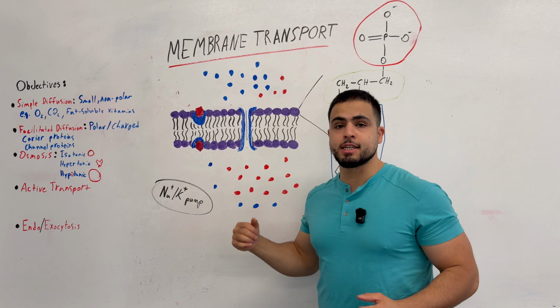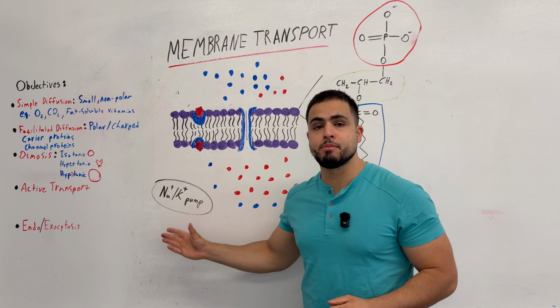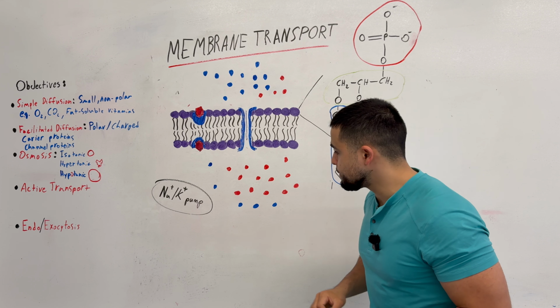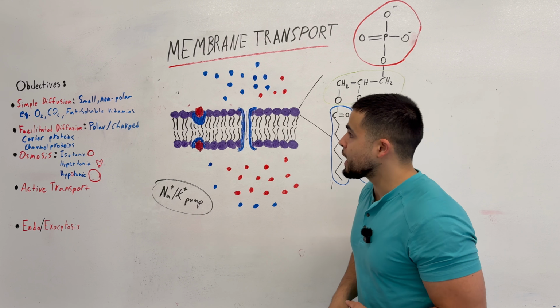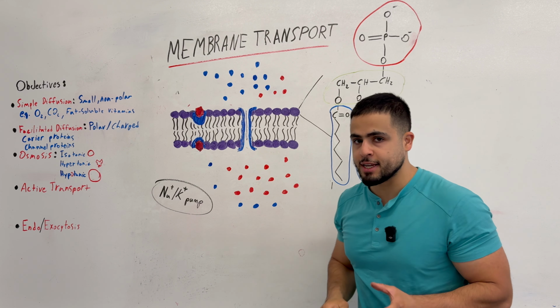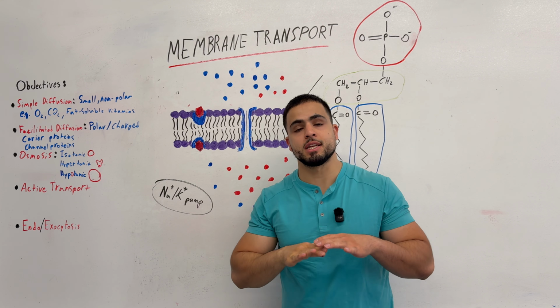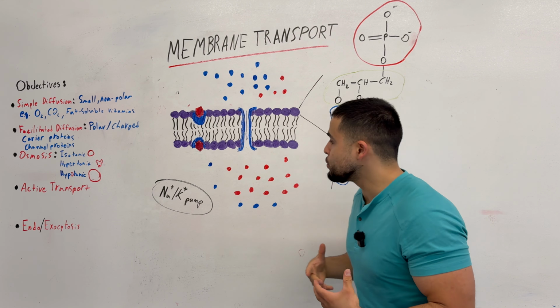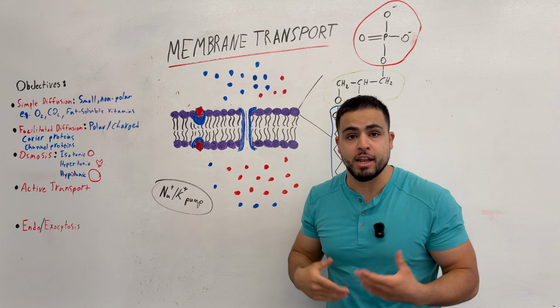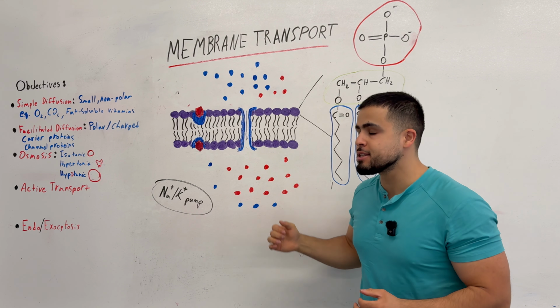So here we have a classic example of active transport, and that is the sodium-potassium pump. Imagine these red dots over here are potassium and the blue ones are sodium. Notice how outside of the cell we have more sodium, inside the cell we have more potassium. Now, in order to maintain the cell's membrane potential, we need to maintain a higher concentration of sodium outside of the cell and a higher potassium concentration inside the cell.